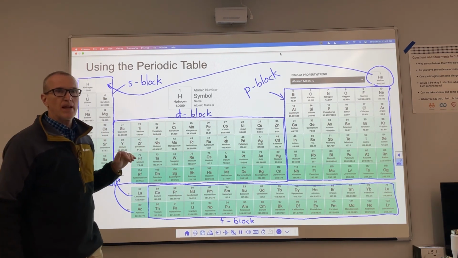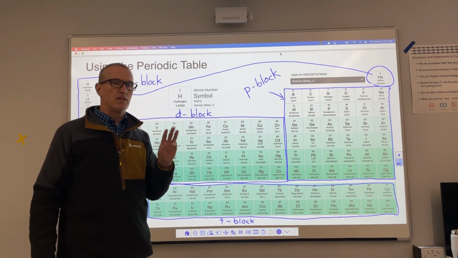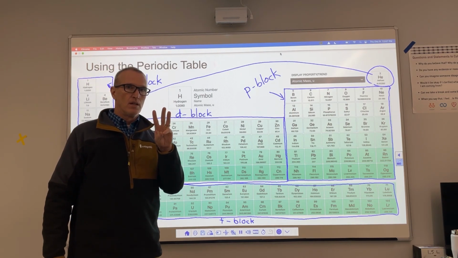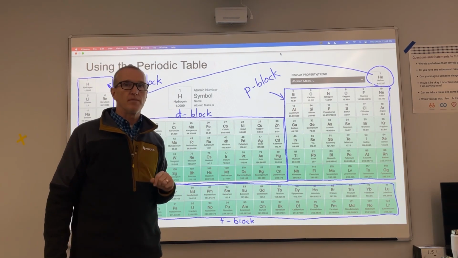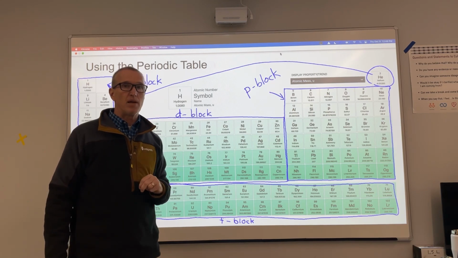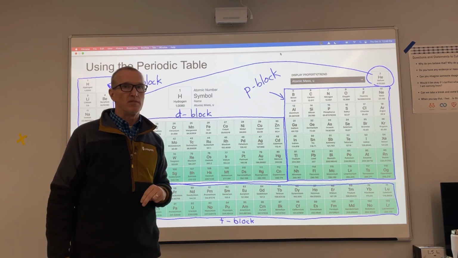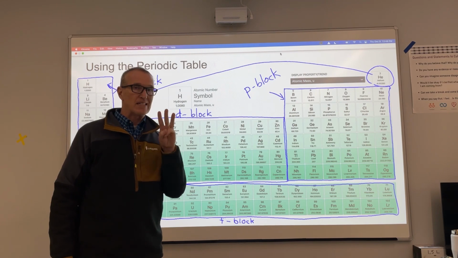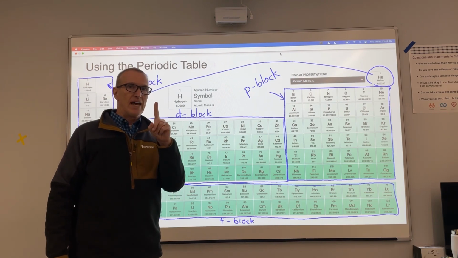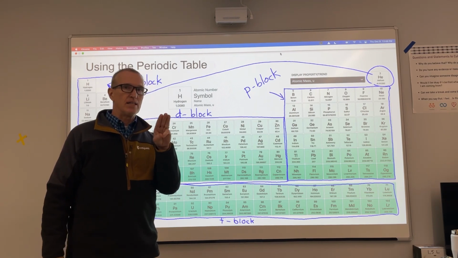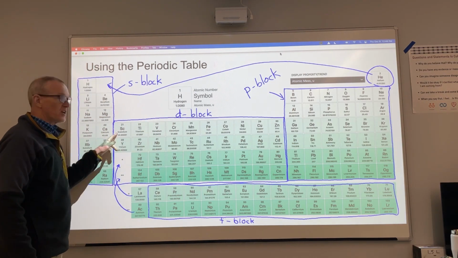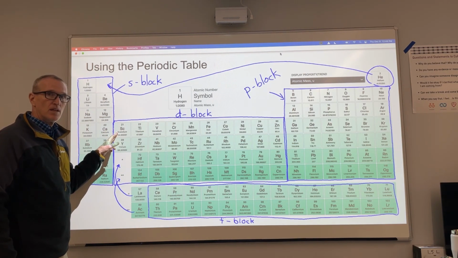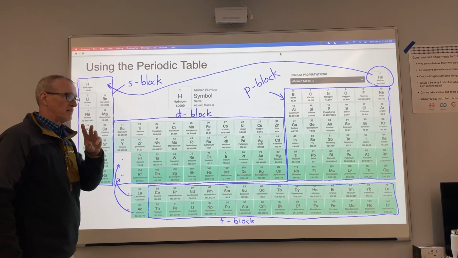The first main energy level that has a D sublevel is the third. The first main energy level has 1 sublevel. The second main energy level has 2 sublevels. The third main energy level has 3 sublevels: an S, a P, and a D. So the first D sublevel is in the third main energy level.